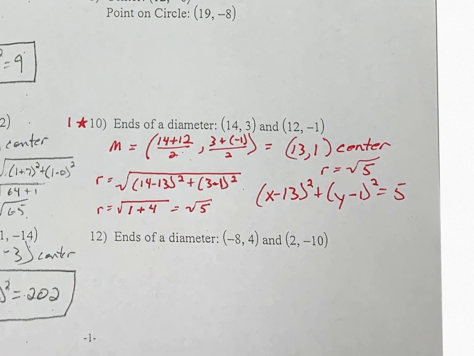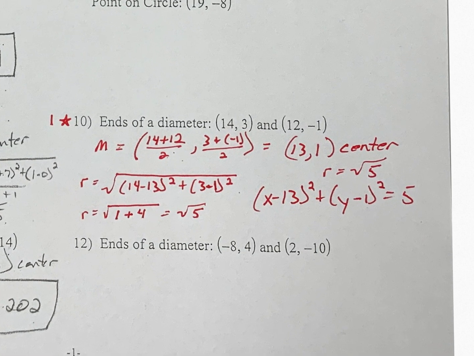All right, and then one more from this page. Let's take a look at number 10. This is the most involved. So you're writing an equation of a circle, but all you're given is the ends of a diameter. Well, if you find the midpoint of these 2 points, the ends of the diameter, then you will be finding the center. So you just add the x's and divide by 2 to get the new x, and you add the y's, divide by 2, and get the new y value. So the center of this one is 13 and 1.